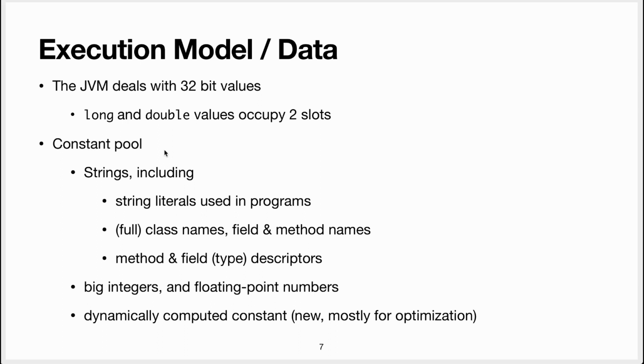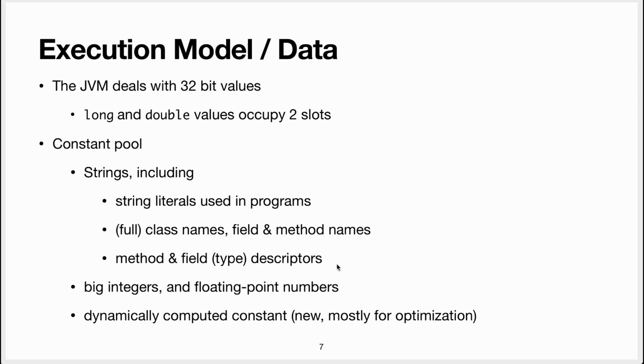We already talked about the constant pool. The constant pool includes a lot of strings, including string literals used in programs, class names, field names, method names, and also type descriptors. So there's this special notation that describes the type of a method with letters. Like the capital V was for void, capital I was for integers, etc. We will talk about this notation a bit later.